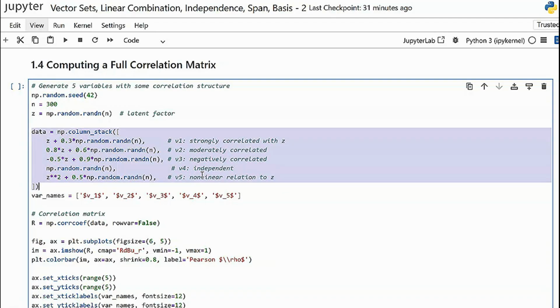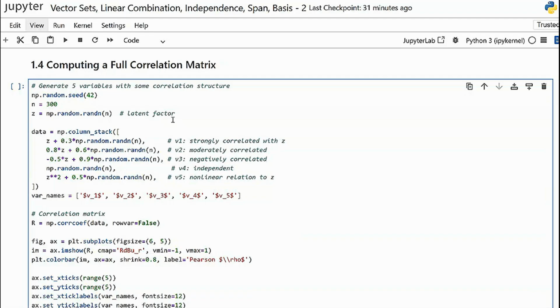So these exact 5 variables, kindly just observe. The first 3 depend on this z and are correlated. Of course, this fourth one is purely noise, that is uncorrelated, and the fifth variable is non-linear, where weak linear correlations happen. So we assign names to each variable for labeling the matrix.